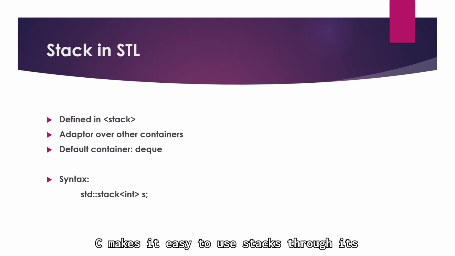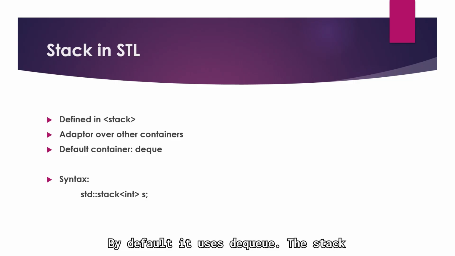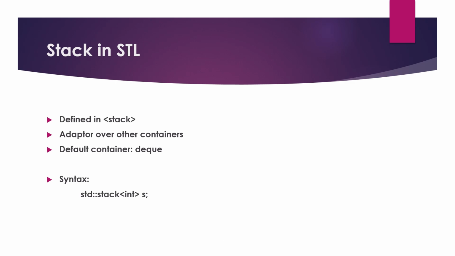C++ makes it easy to use stacks through its STL, the standard template library, with the std::stack class. It's defined in the stack header and is what we call a container adapter. This means that it does not store elements on its own. Instead, it adapts existing containers like deque, vector, or list. By default, it uses deque. The stack interface gives us just what we need for a LIFO structure: push, pop, top, empty, and size. Nothing more, nothing less. It's a focused tool for focused use cases.